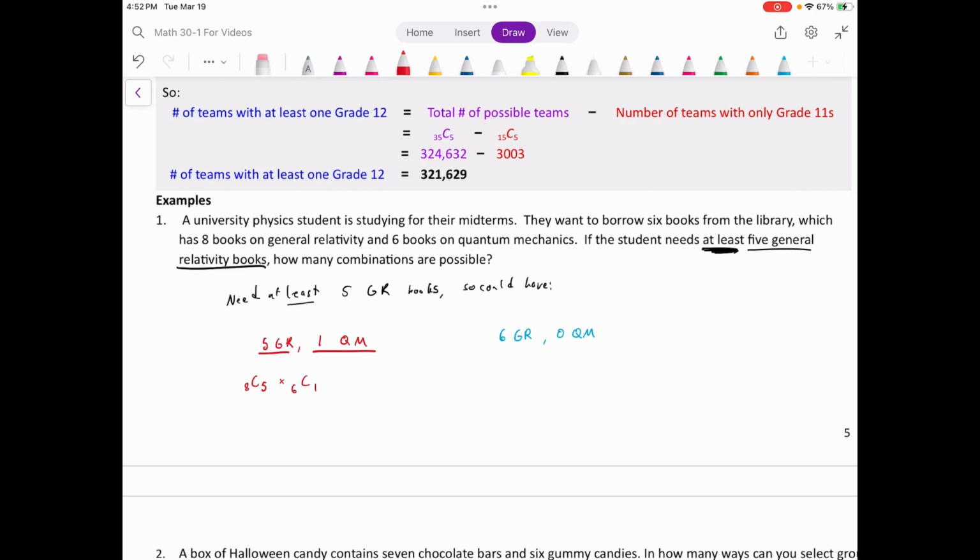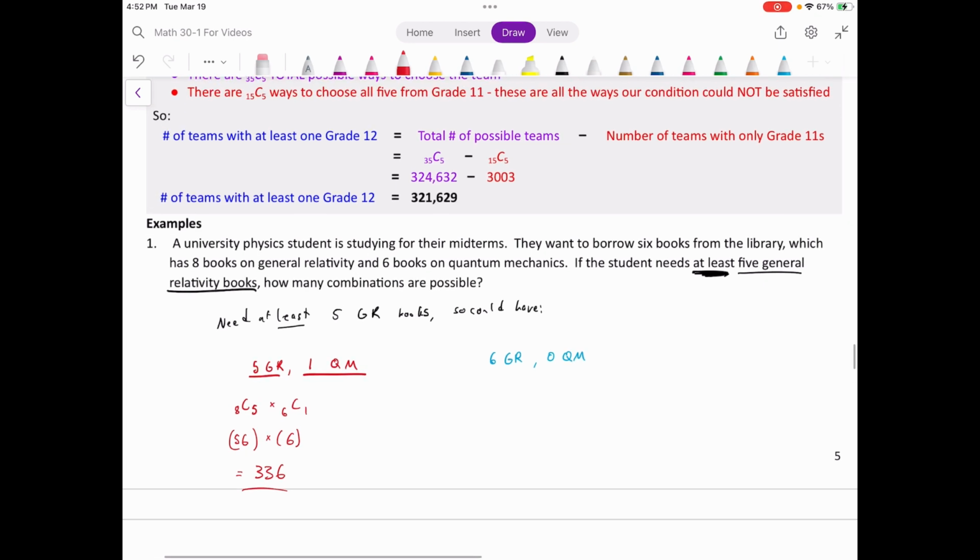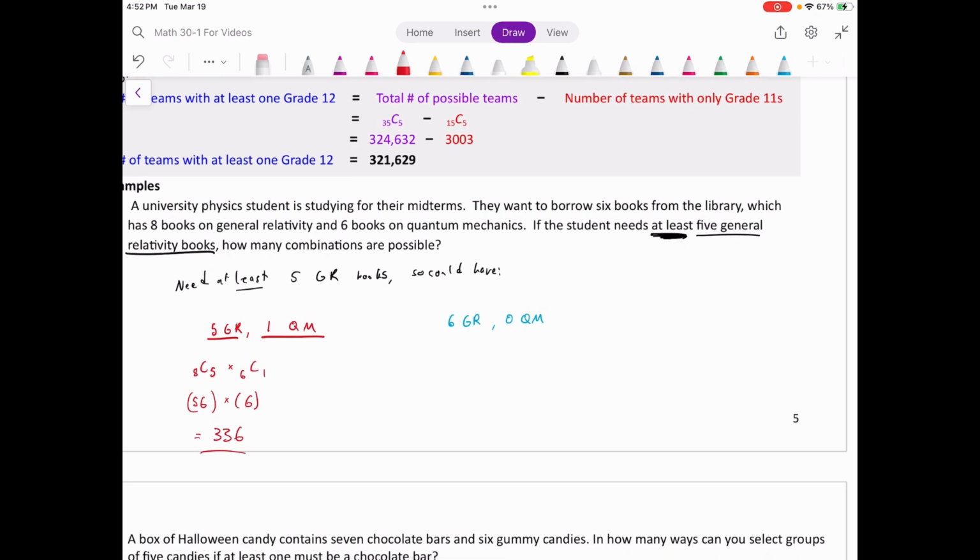So this is going to be 8 choose 5 is 56, and 6 choose 1 is, of course, 6. So that gives us 336 different ways that we could choose 5 general relativity books and 1 quantum mechanics book, right? 56 ways to choose the GR books, and then 6 ways to choose the QM books. Multiply them together to get the total number of ways to do both things. Choose 5 GR and 1 QM.